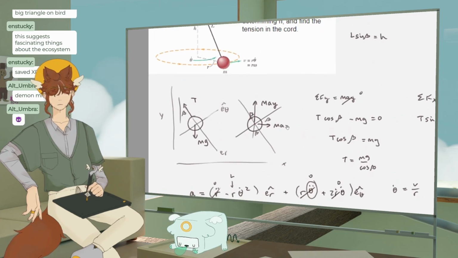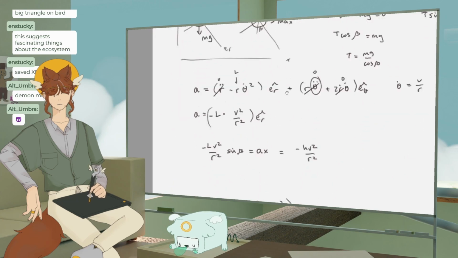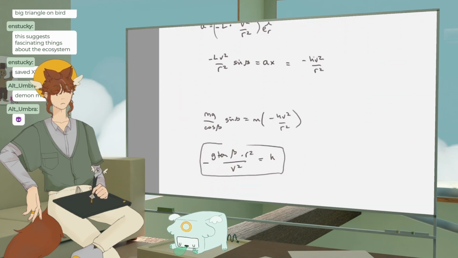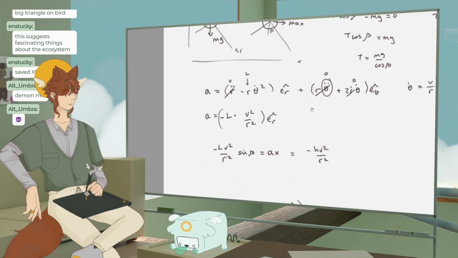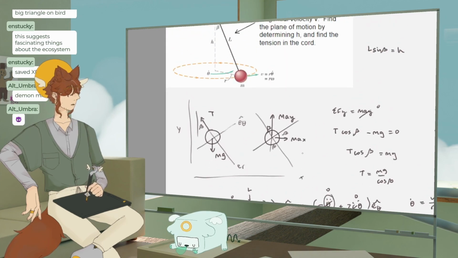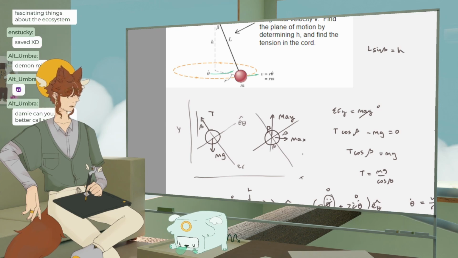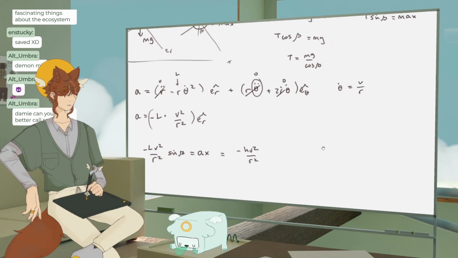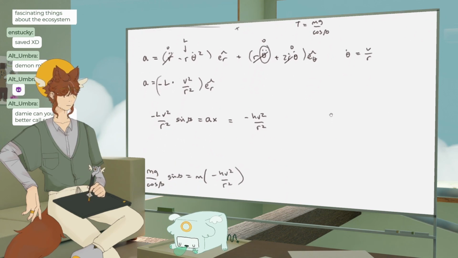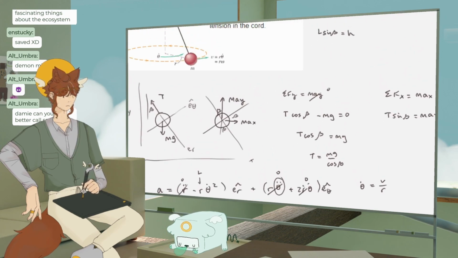I don't really know why you would want to... You would know the v and the r, but you wouldn't know the h. I feel like it'd make more sense to say v in terms of h and r, which is, I think, what we did when we did this. Or, like, t. I mean, we can find t, right? So t is... Wait. T is mg over cosine beta.